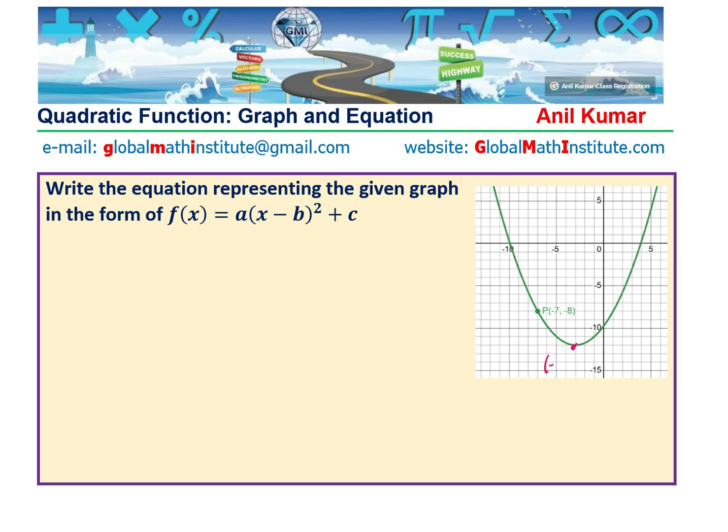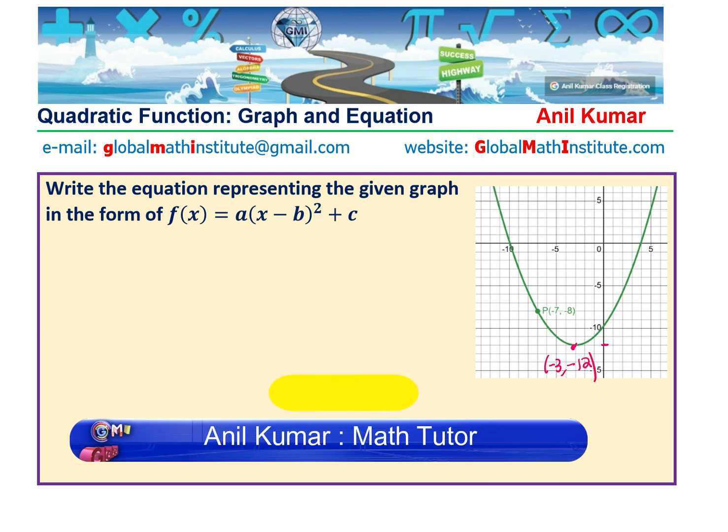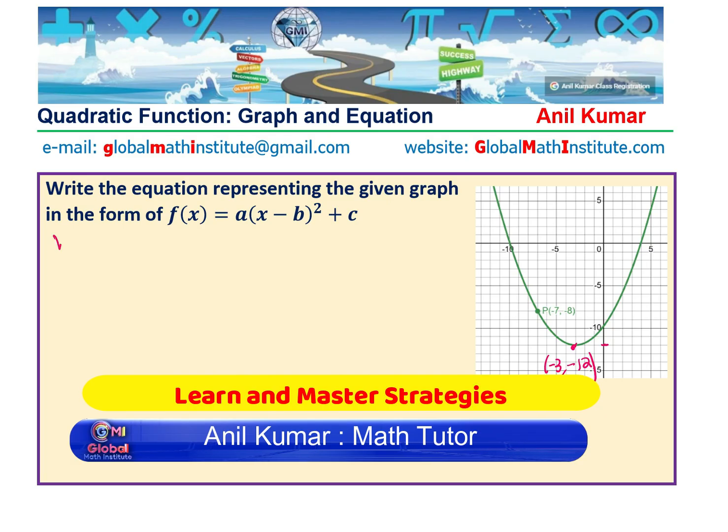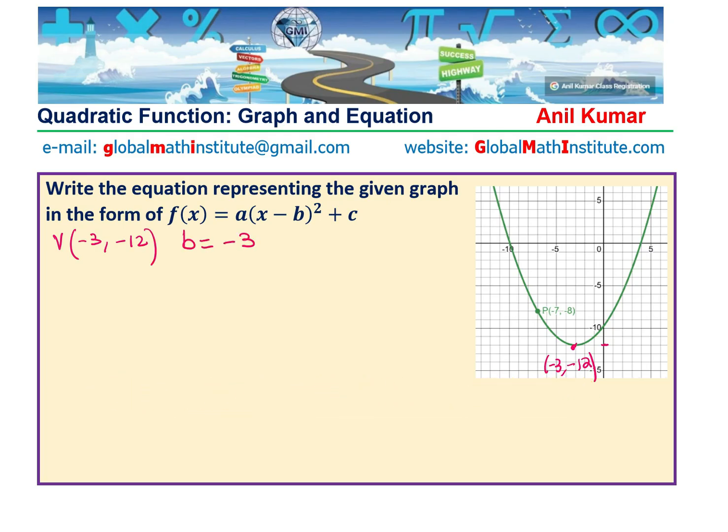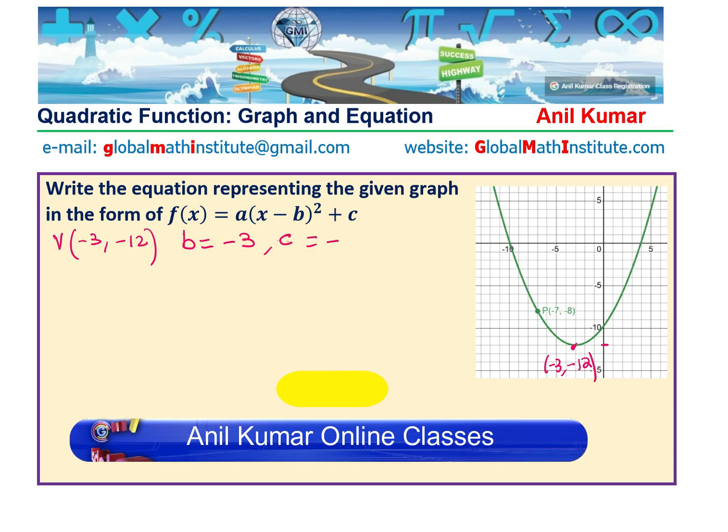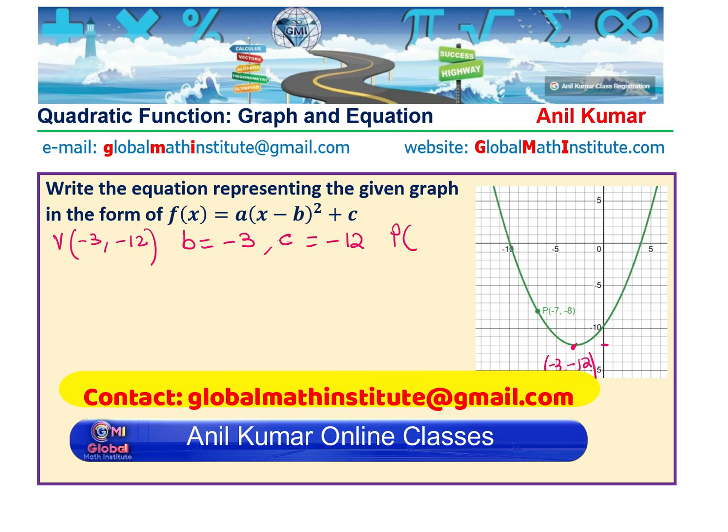minus 3, and the y value being minus 12, correct? Okay, so we know the vertex is minus 3 minus 12. That really means the value of b is minus 3 and the value of c is minus 12. We are given a point p, which is minus 7 minus 8. Correct.